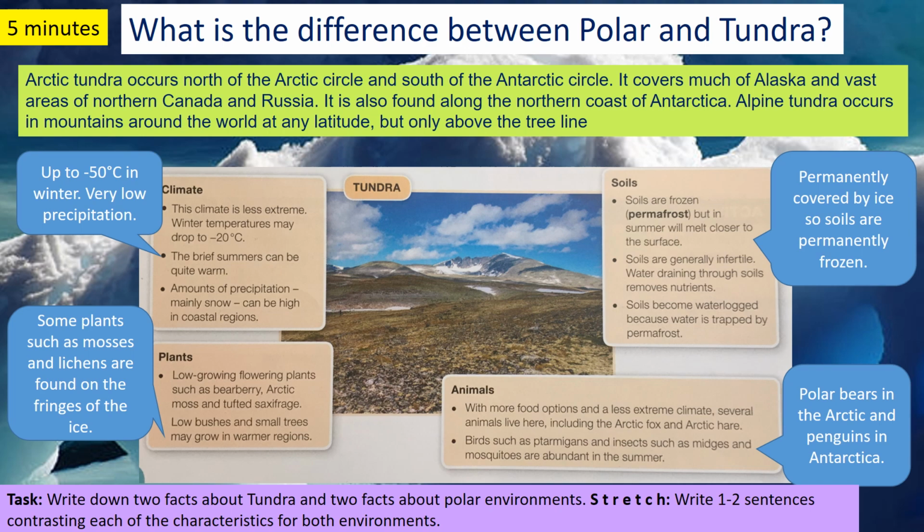What I want you to do now is to pause the video here and to either write down 2 facts about tundra environments and 2 facts about polar environments, or move straight to the stretch activity and write 1 to 2 sentences contrasting each of the characteristics for both these environments. So spend up to 5 minutes completing this task. Press pause and press play when you've done that.